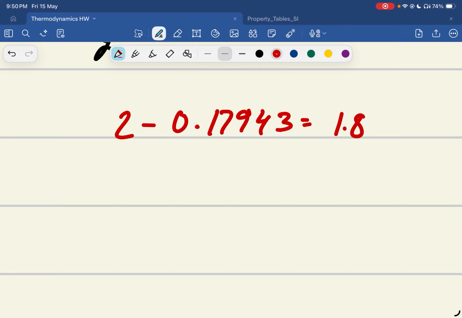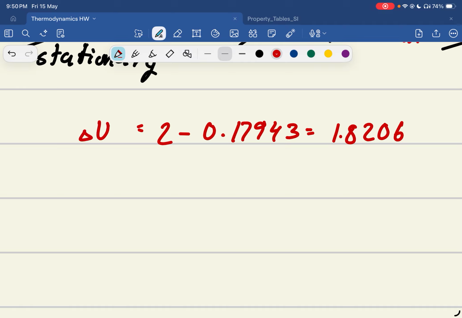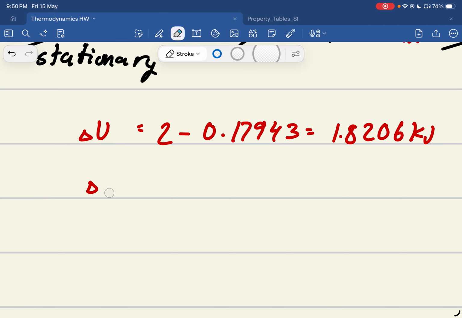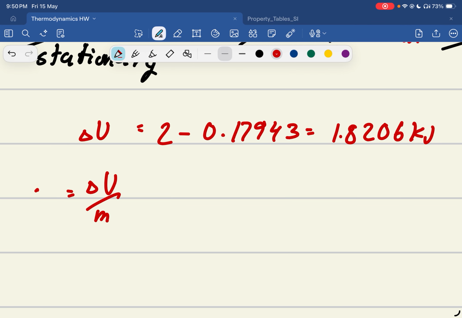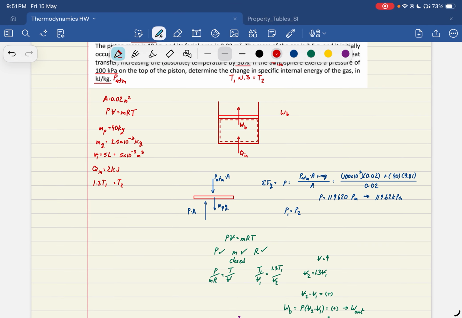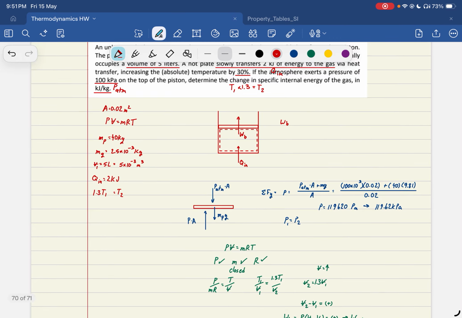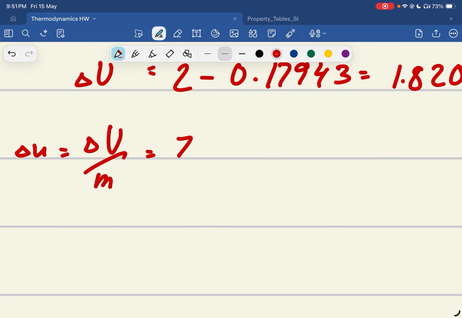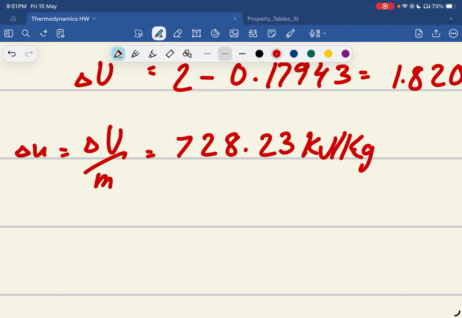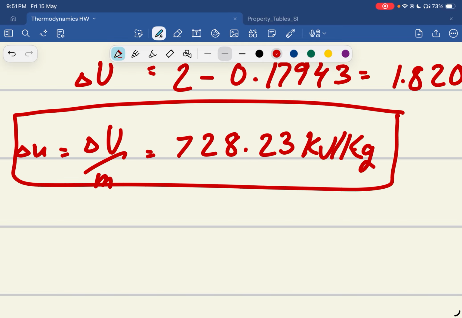That would be 1.8206, and this is delta capital U, in kilojoules. And then we just divide by mass, which is 2.5 times 10 to the negative 3 because it's the air, and we'd get delta specific u equals 728.23 kilojoules per kilogram. That is your answer for question 1.